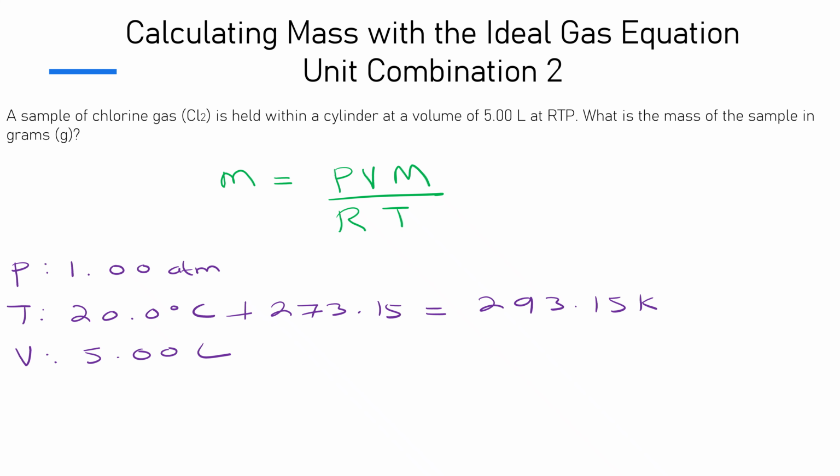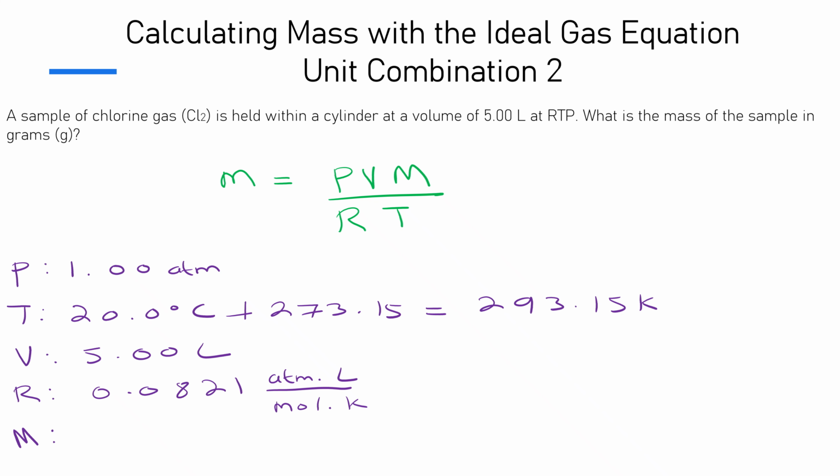Our ideal gas constant is 0.0821 with atmospheres and litres in the numerator and moles and Kelvin in the denominator. And the other value we need is the molar mass. Now for chlorine, the relative atomic mass to 3 significant figures is 35.5. However, because it's a diatomic molecule and 2 atoms exist in 1 molecule of chlorine gas, we need to multiply the relative atomic mass by 2 in order to get the molar mass.